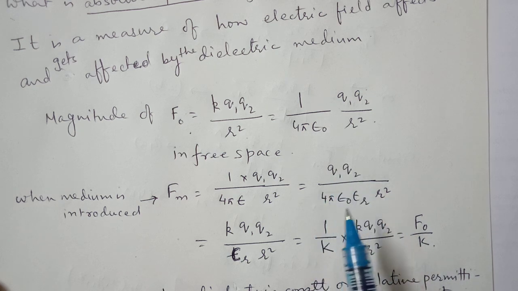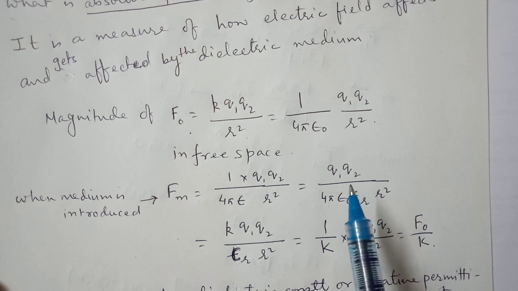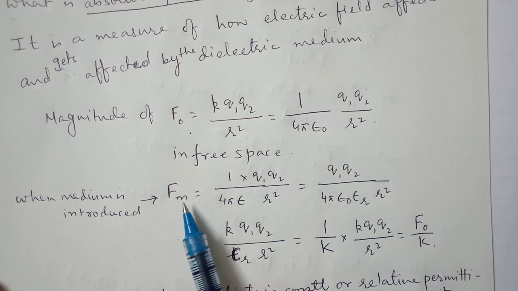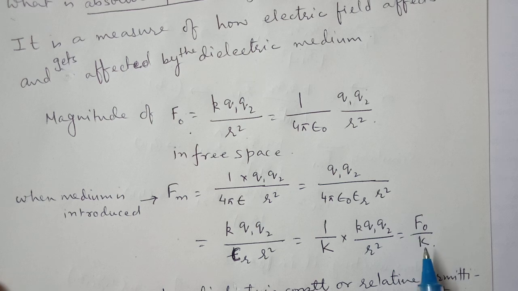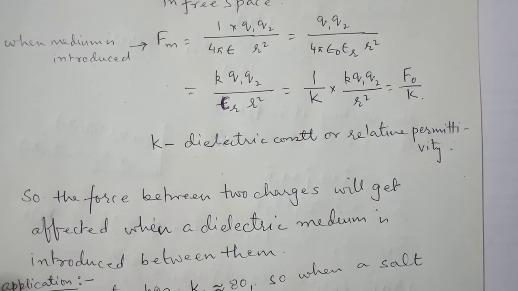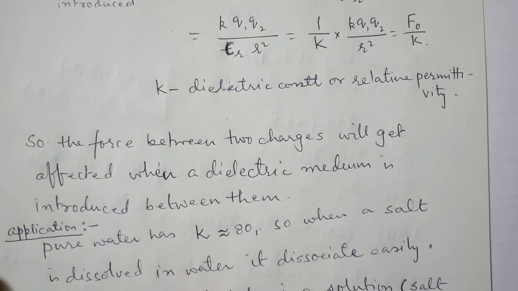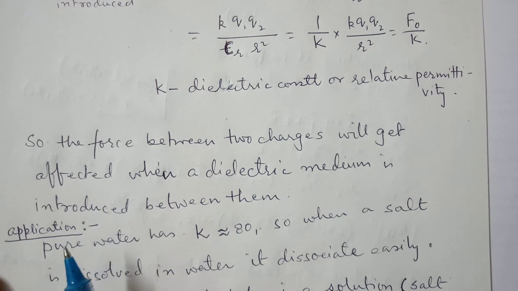So Q1 Q2 upon R square. In the denominator, this epsilon R remains like this, and this epsilon R is also known as the dielectric constant, as we have previously discussed. That means I can write the force experienced by two charges in the medium is the force experienced in free space upon the dielectric constant of the medium. That means the force between charges will get affected due to the dielectric medium introduced between them.